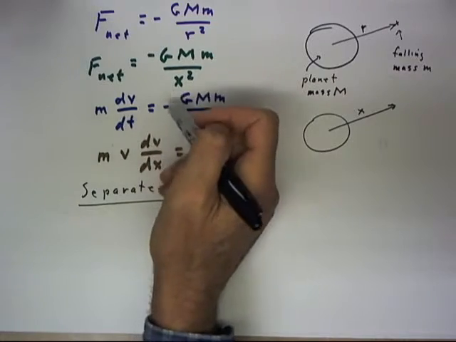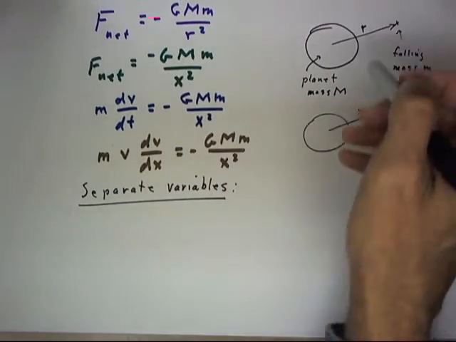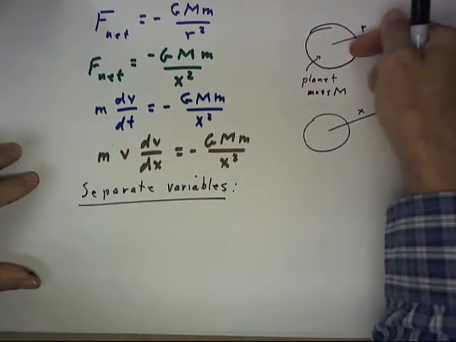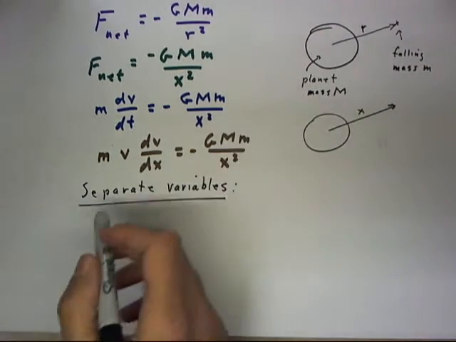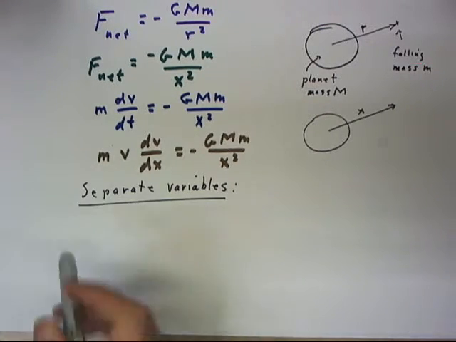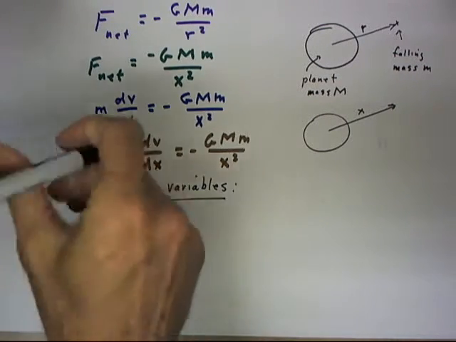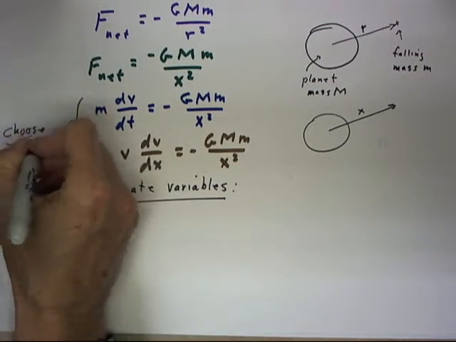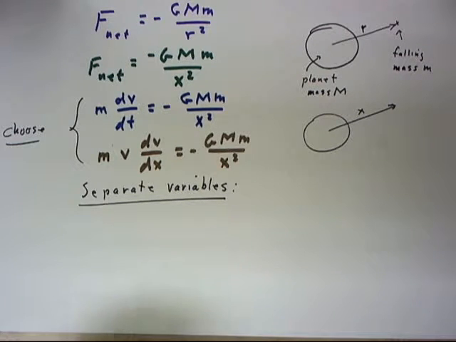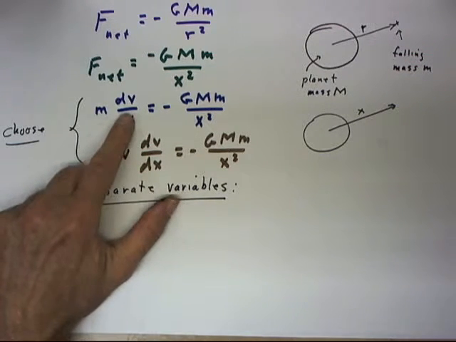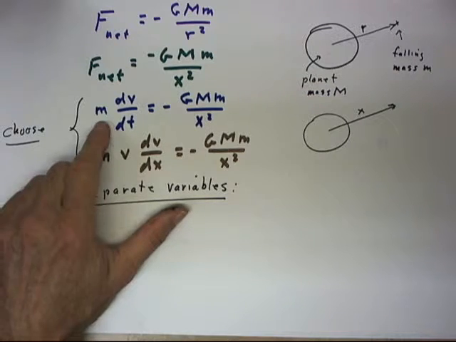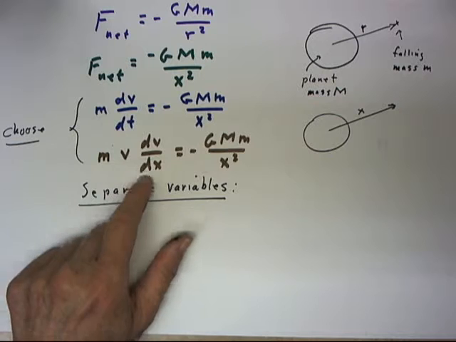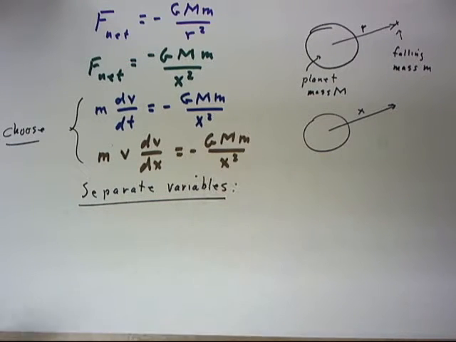Capital G is the universal gravitational constant. The negative is because if we're at a positive distance, our net force is going to be toward the planet in the negative direction. Now we have a choice of two ways to represent our differential equation for the velocity function. We could write it as m dv/dt equals this expression, or mv dv/dx equals this expression.